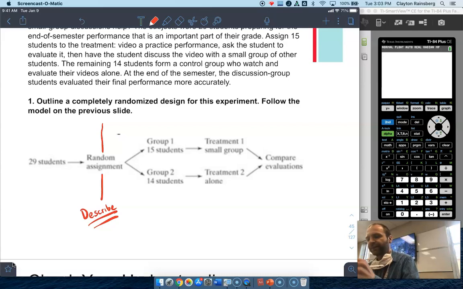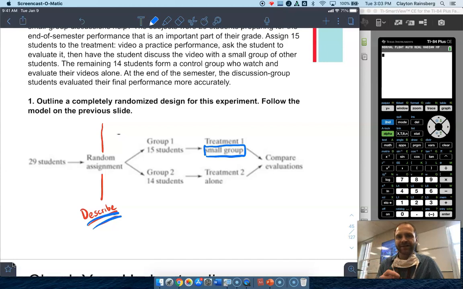Well, what was the first treatment in here? Well, the first treatment was small group. They analyzed their video in small group, and we'll be specific in our description. That's the other reason why you have to write a sentence: anything you don't draw on the diagram, you can save yourself in the sentence. What was group 2? Well, group 2 was the doing it all by themselves, a lone group.